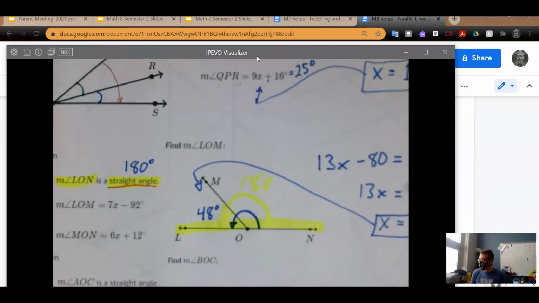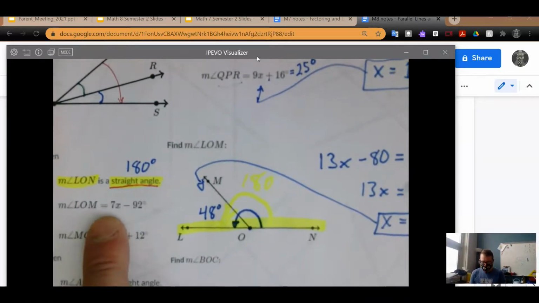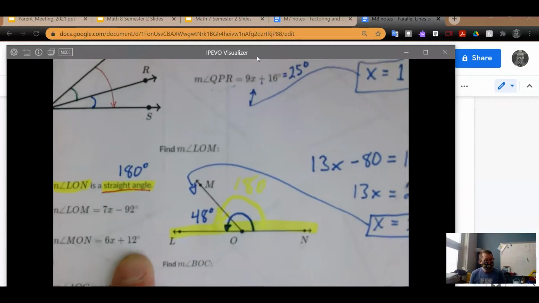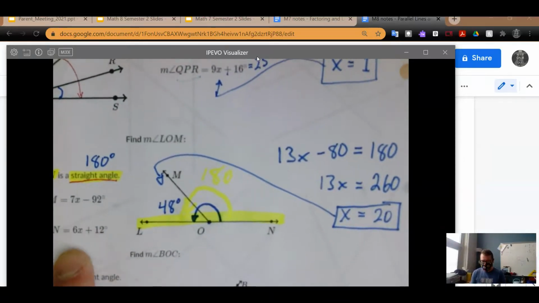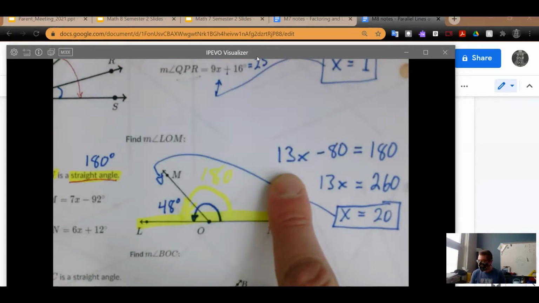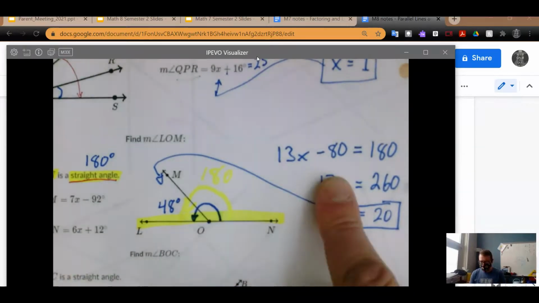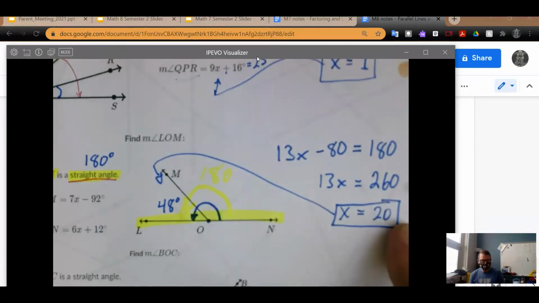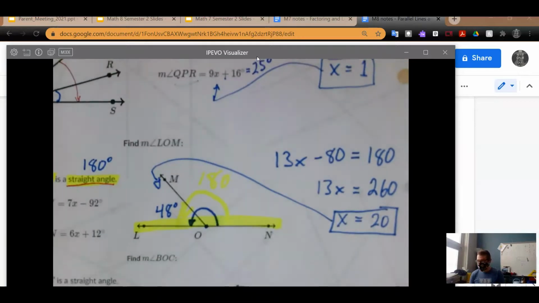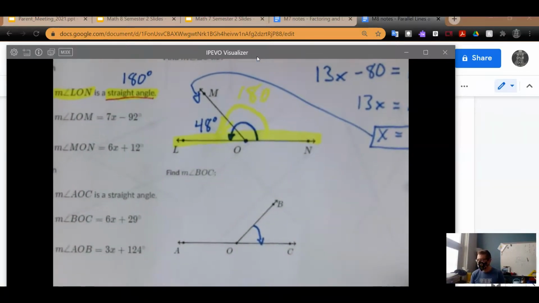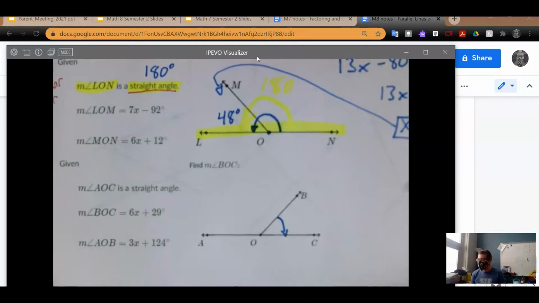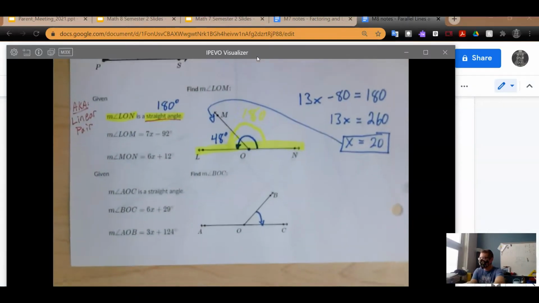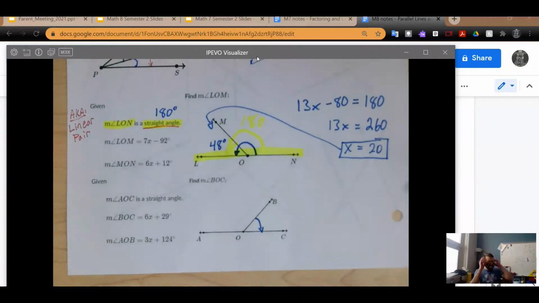Same process. We're going to take the expressions that we have, add our like terms, so 7x, 6x gets me 13x. Negative 92, positive 12 gets me negative 80. We're going to set up the equation, do the algebra, and find our x. Do the second one on your own. Find BOC. Unless there's any questions on the first one, of course. Kelly.